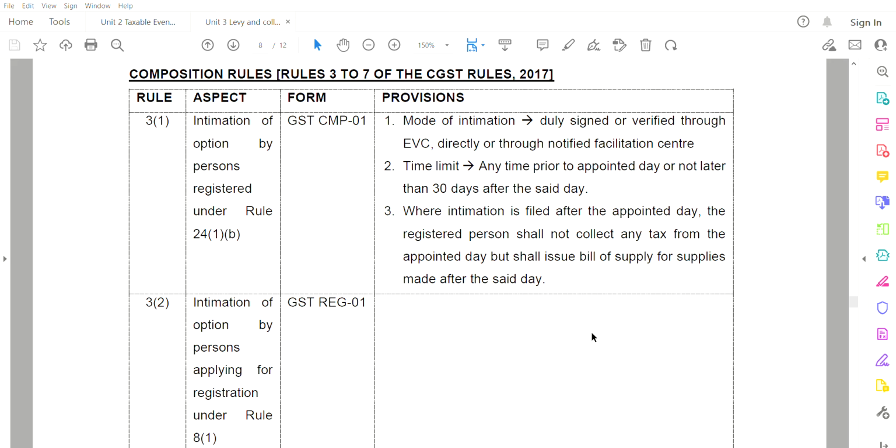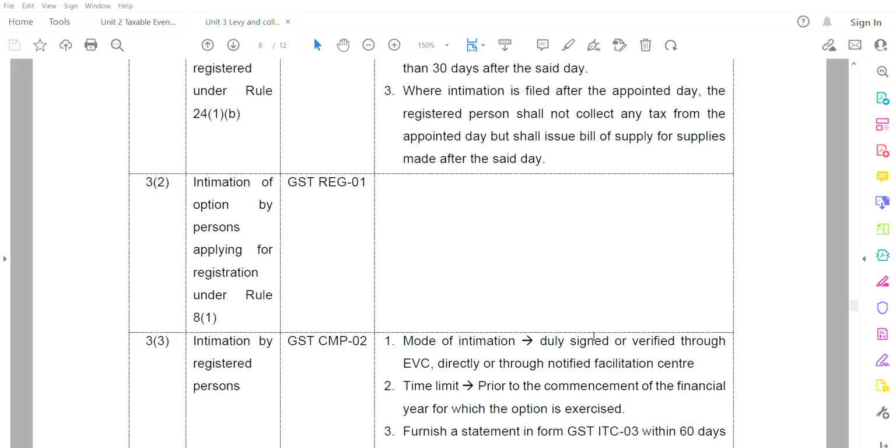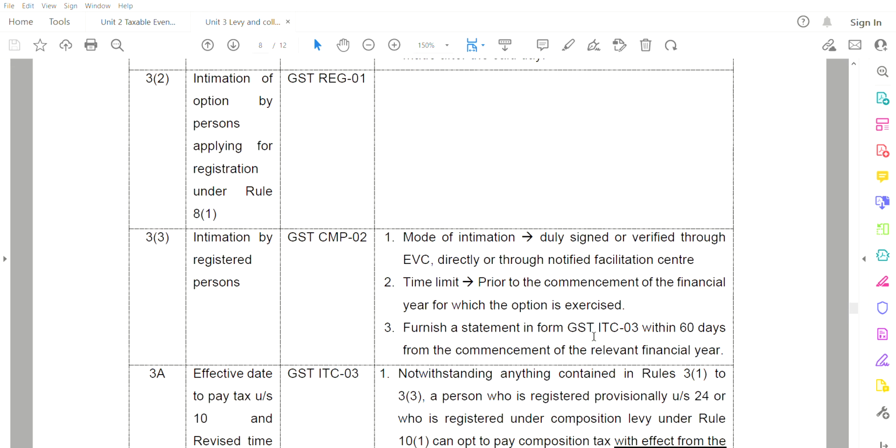The first rule is intimation by persons registered under Rule 24, which is migration of existing assessees. Any time prior to the appointed day or 30 days after the appointed day, they shall file an intimation. In case of intimation of options by persons applying for registration under Rule 8(1), you can directly give it in your registration application itself whether you are opting for composition scheme or not. If so, which composition scheme. Now, if you are an existing registered person, then you have to file an intimation in GST CMP-02.